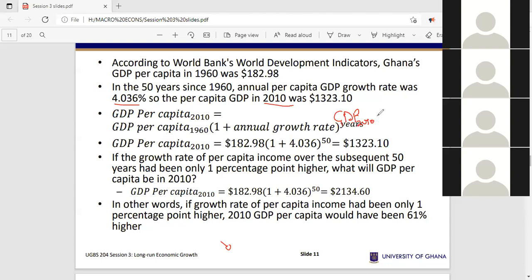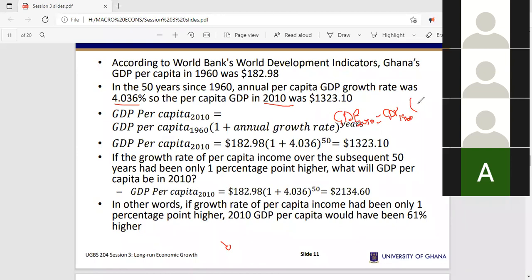Let's say we are in 2021. 50 years from now should give us 2071. So we can make predictions from today. If we want to make predictions from today, because we are using 1960, we are going to use the 1960 GDP to inflate the figure.